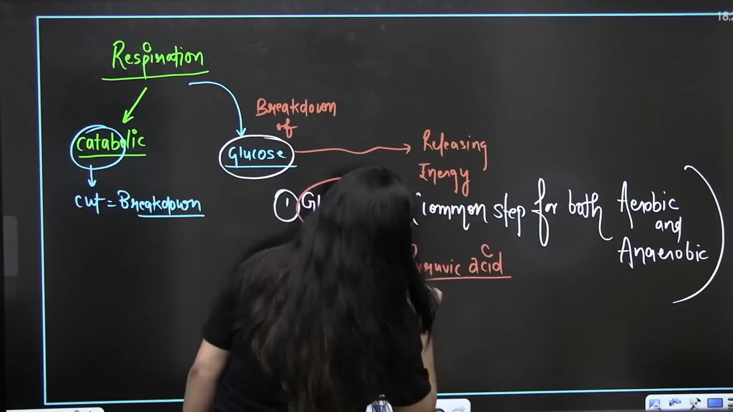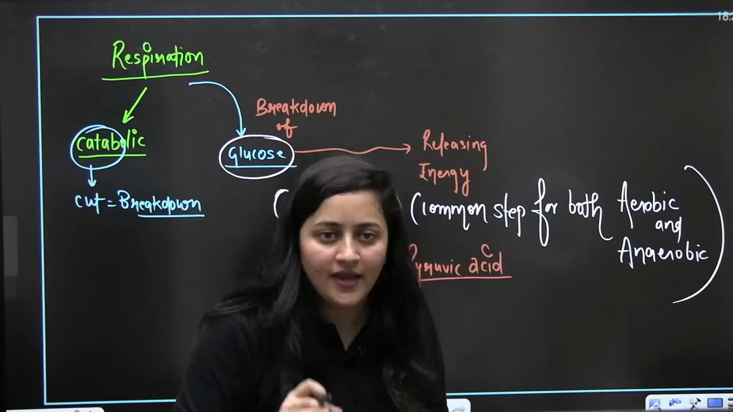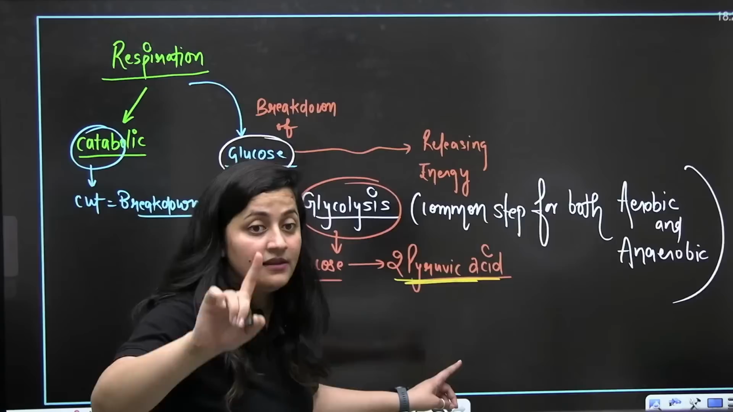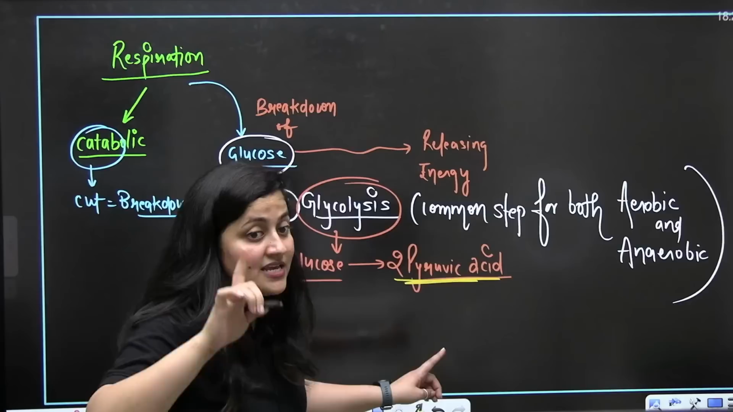This is the point. Right? This is the point. So, glucose to 2 pyruvic acid, this is the first point. Now, see, if this pyruvic acid... again, the point is very important. Question will come from this part. So, glucose to 2 pyruvic acid.